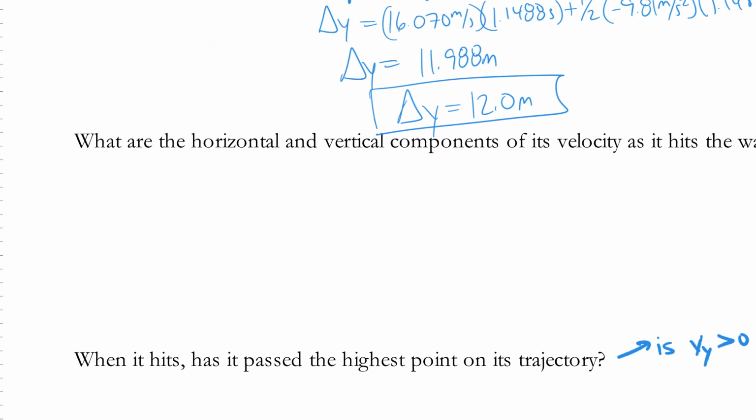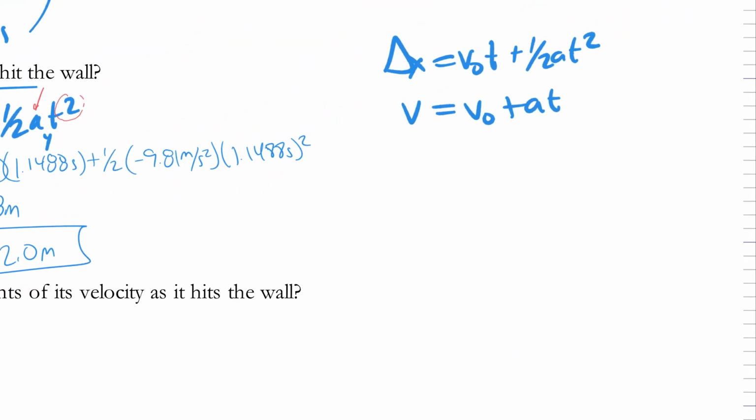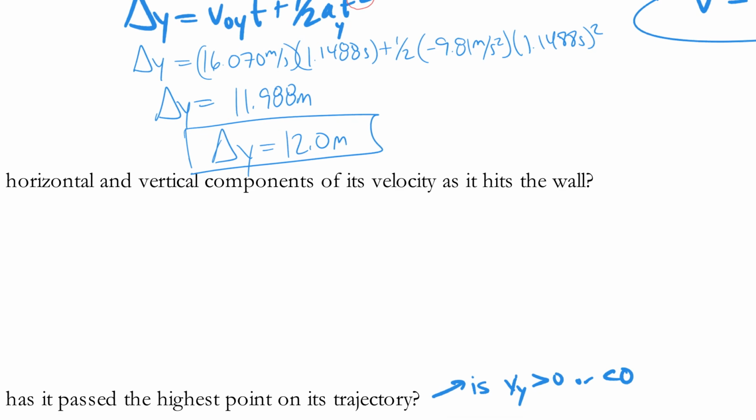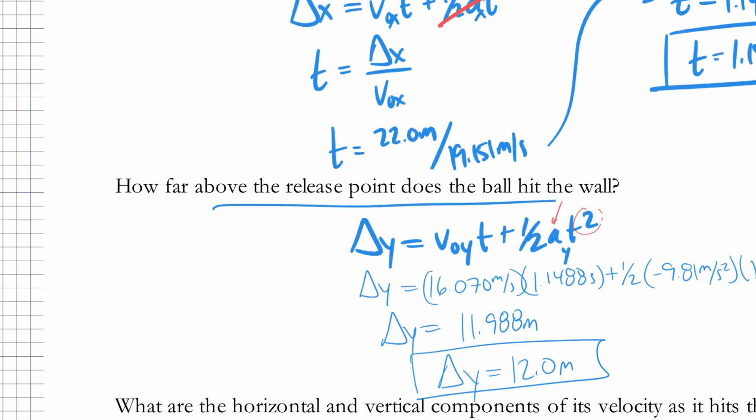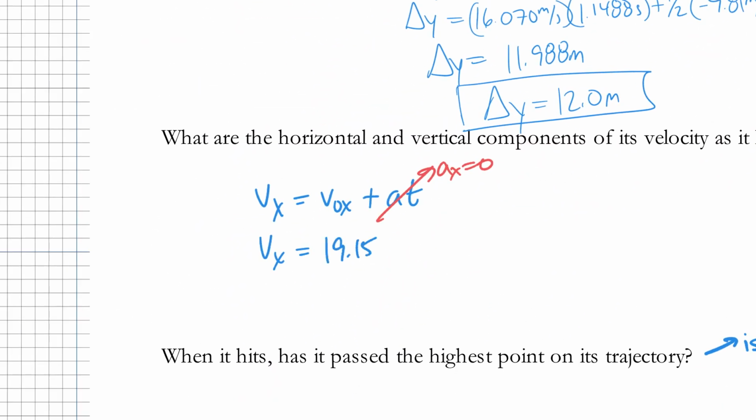All right, what are the horizontal and vertical components of its velocity as it hits the wall? Remember what I said earlier, if you don't have time, you're just going to use this equation. In the x direction, this is a trivial equation, so we don't even bother doing it, because acceleration in the x is 0. That means the final velocity is the initial velocity. So v of x is the initial velocity. What's the initial velocity? 19.151 meters per second, but we want 3 sig figs. So v in the x is 19.2 meters per second. Sweet, super easy. You don't even need to show that work.